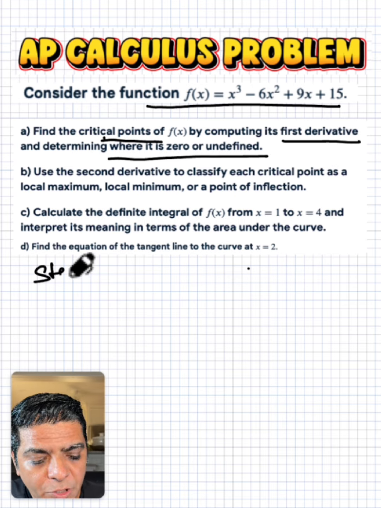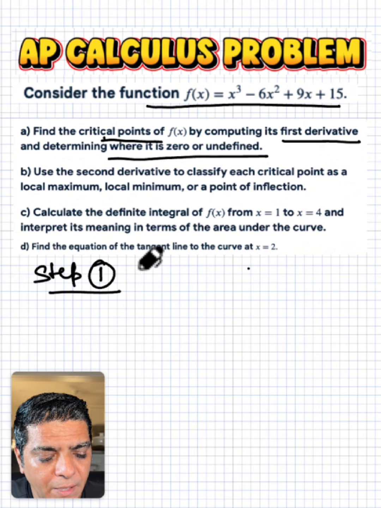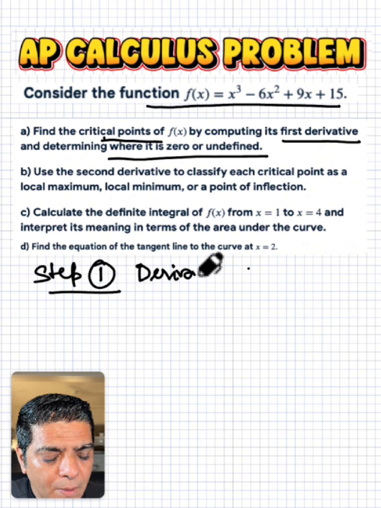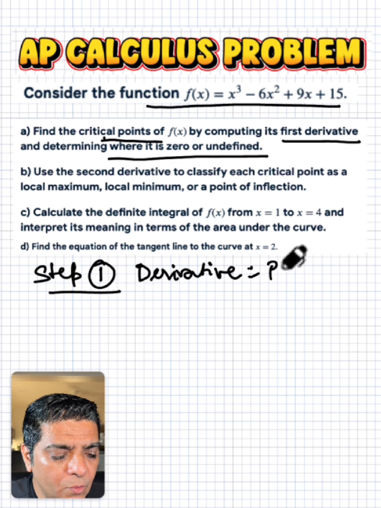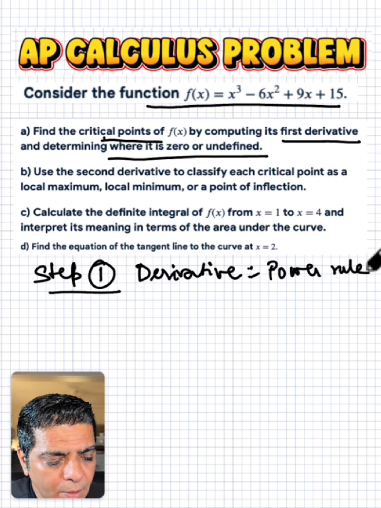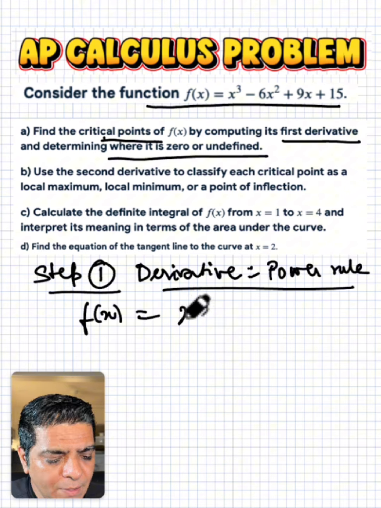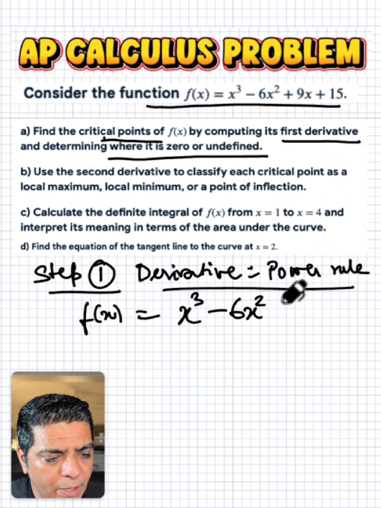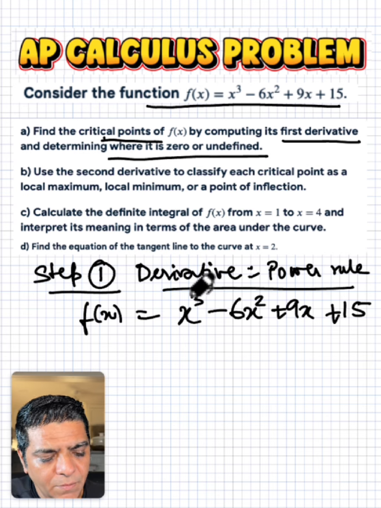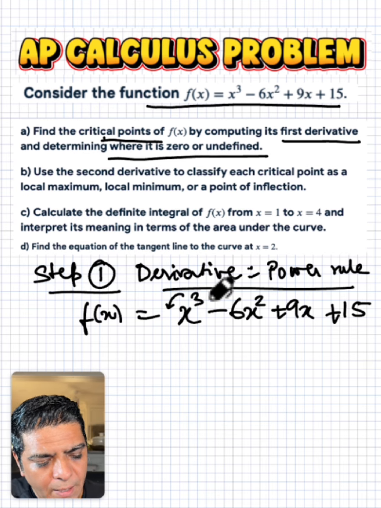Okay, so the first step that we are going to do is find the derivative using the power rule. Let's go ahead and write our function down. Our function is x cubed minus 6x squared plus 9x plus 15. So the power rule is, we take the exponent, we bring it to the front, and then subtract 1.